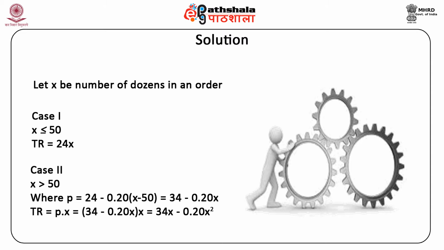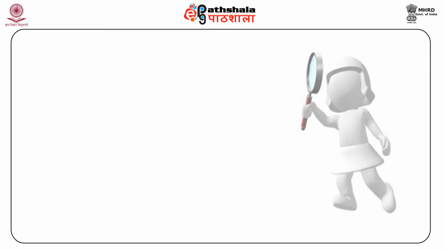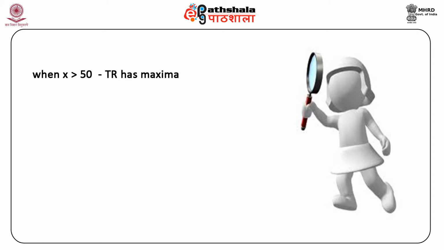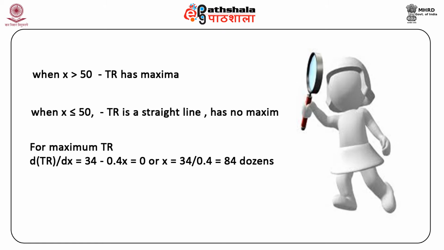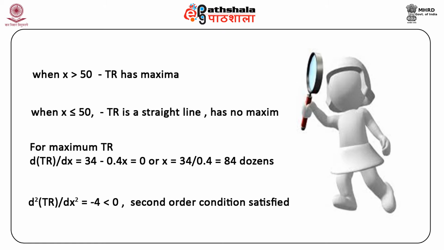Thus, total revenue P·x becomes 34x minus 0.2x². We note that total revenue will have a maxima only when x is greater than 50, because when x is less than or equal to 50, TR is a straight line and therefore has no maxima. For maximum TR, we have dTR/dx equal to 34 minus 0.4x equal to 0, or x equal to 84 dozens. Since the double derivative is equal to minus 0.4 and is less than 0, the second order condition is also satisfied.